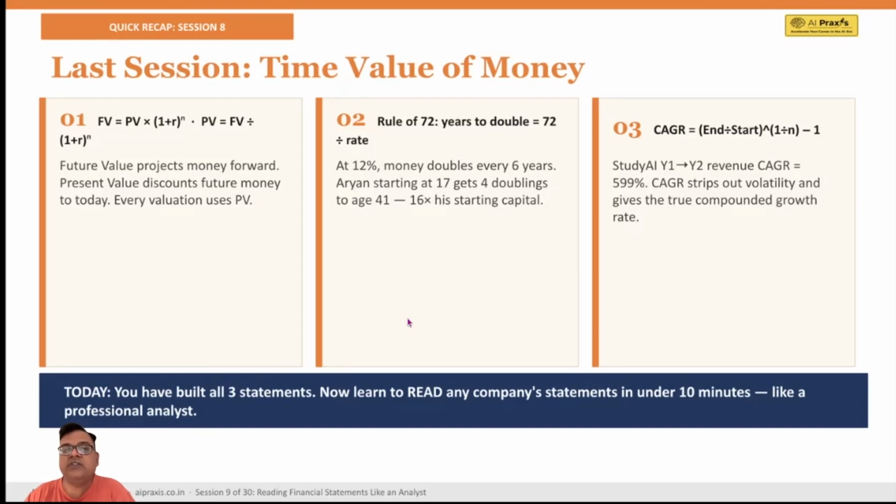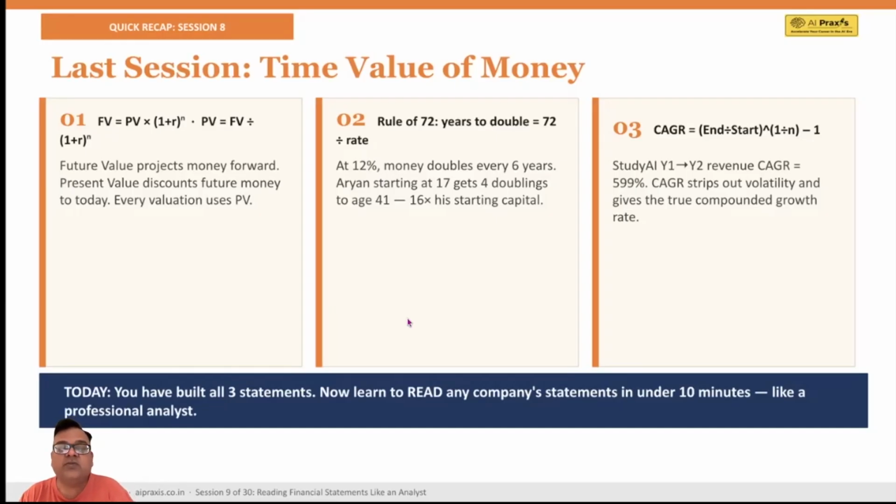The second thing that we learned was the rule of 72. That is, how many years it will take for your money to actually double. What you need to do is just take 72 and divide by the rate of interest. For example, if the rate of interest is 12%, it will take 6 years to double your money, right?